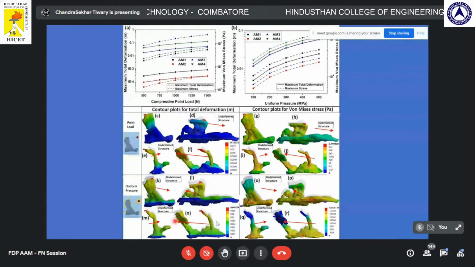In all these cases, very similar to the point load, there is going to be localized deformation for a certain region, and others are not going to be affected. I'm not going to discuss all the detail because we are really running short of time.